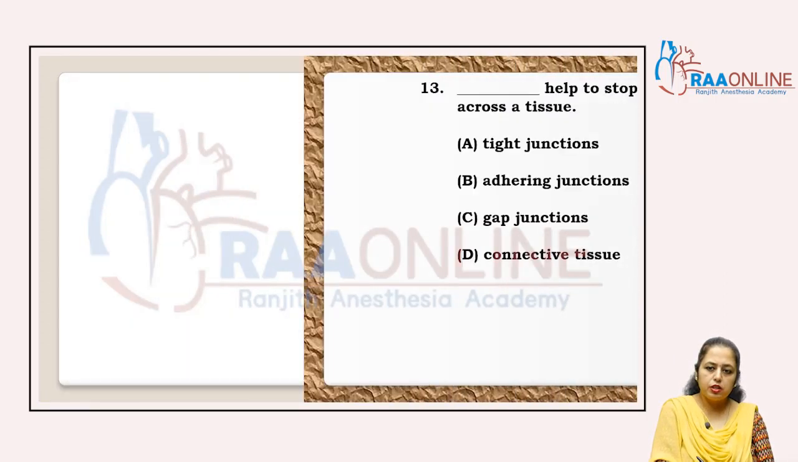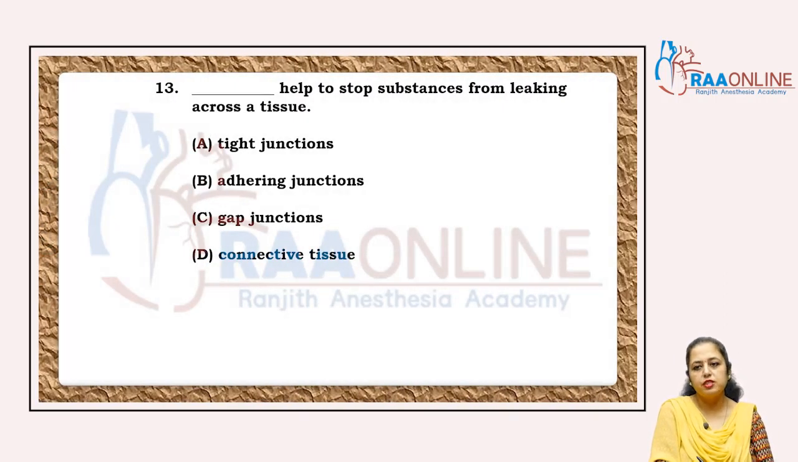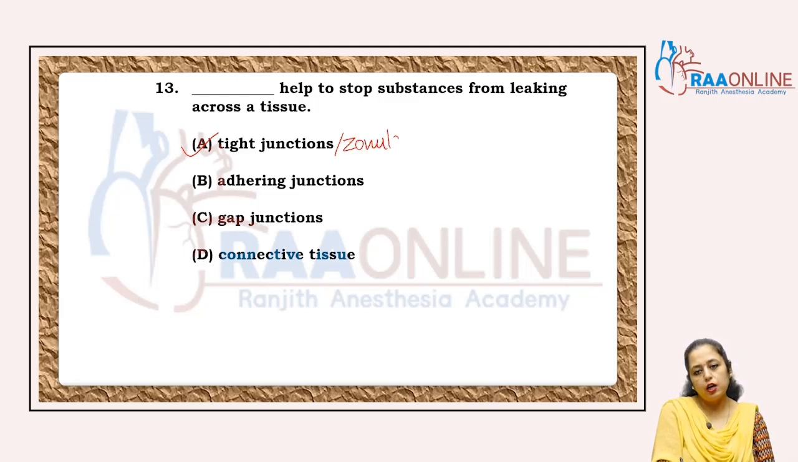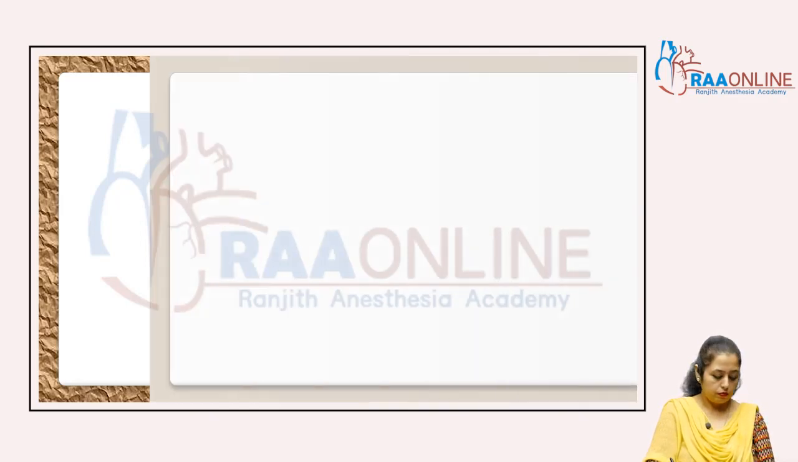So the next question is, what helps to stop the substance leaking across the tissue? That is called the tight junction. This is the exact definition of the tight junction, right? Which is also known as the zonula occludens, right? The tight junction is also known as the zonula occludens. Clear? Now come to the next.